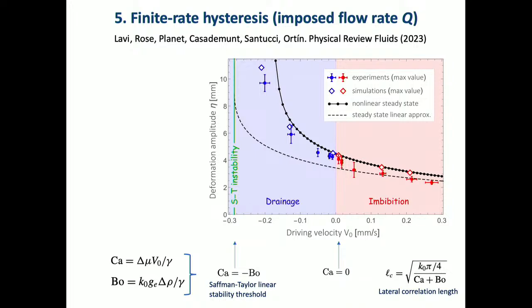The Saffman-Taylor instability in the linear approximation takes place when the capillary number equals minus the Bond number. This is velocity dependent, this is gravity dependent. And at that point, then you have the divergence. In experiments, the divergence occurs earlier because of non-linearities. Thank you for your question. Maybe another?